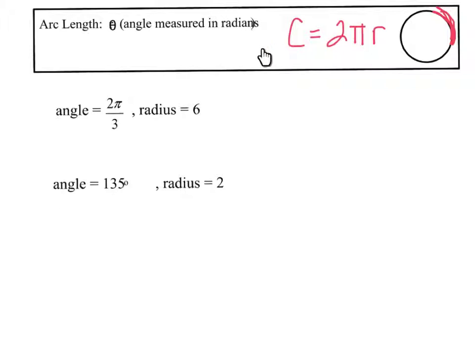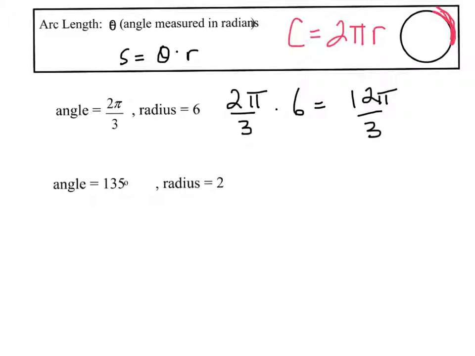Well, arc length, my formula got a little messed up here in transition. Let me write it up. We usually write it as S, that's equal to theta multiplied by r, where theta is measured in radians. So in our case here, we've got the angle, 2 pi over 3. The radius is 6. Multiply across, it's 12 pi over 3, which is just 4 pi.